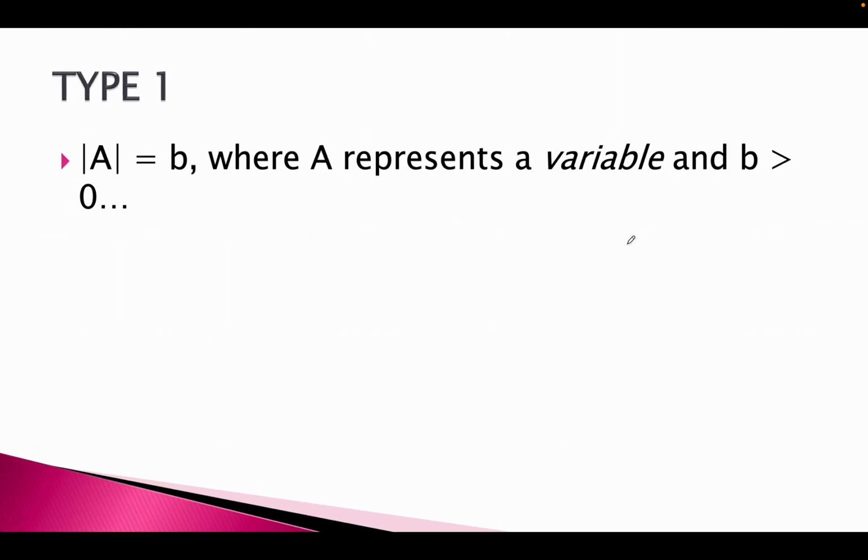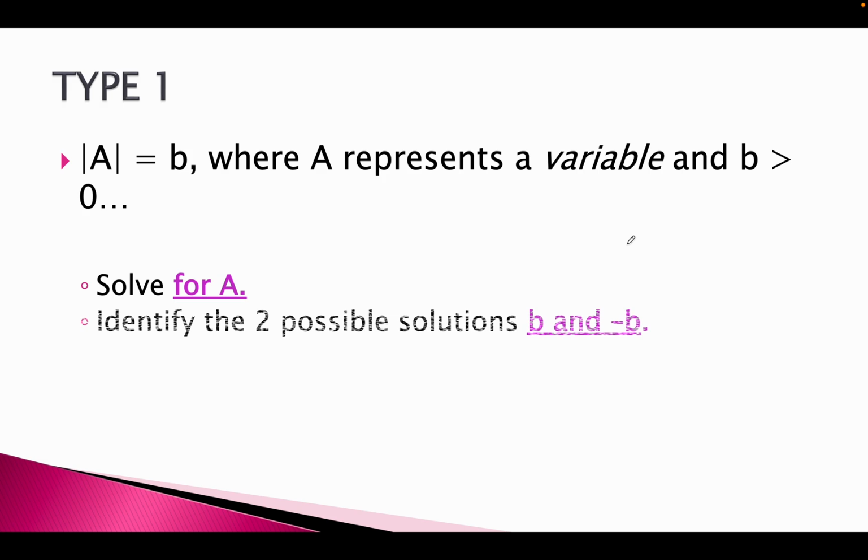Let's kind of generalize this when the only thing inside the absolute value is a variable and the absolute value is something bigger than 0. We're going to solve for a and then identify the two possible solutions as b and negative b. Those are the examples that we just did a moment ago.